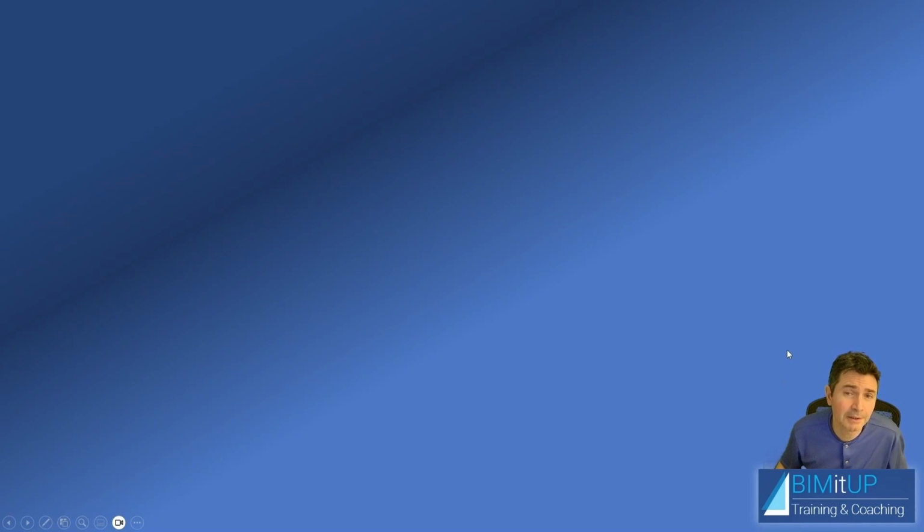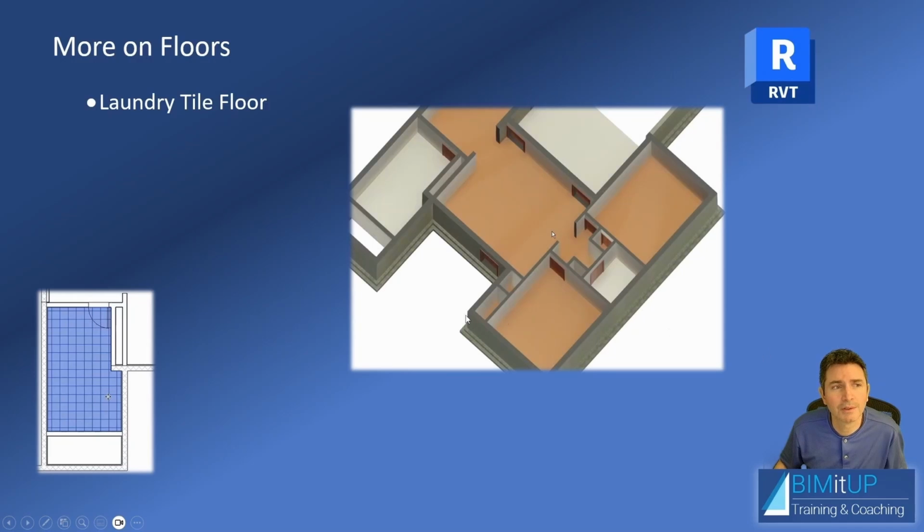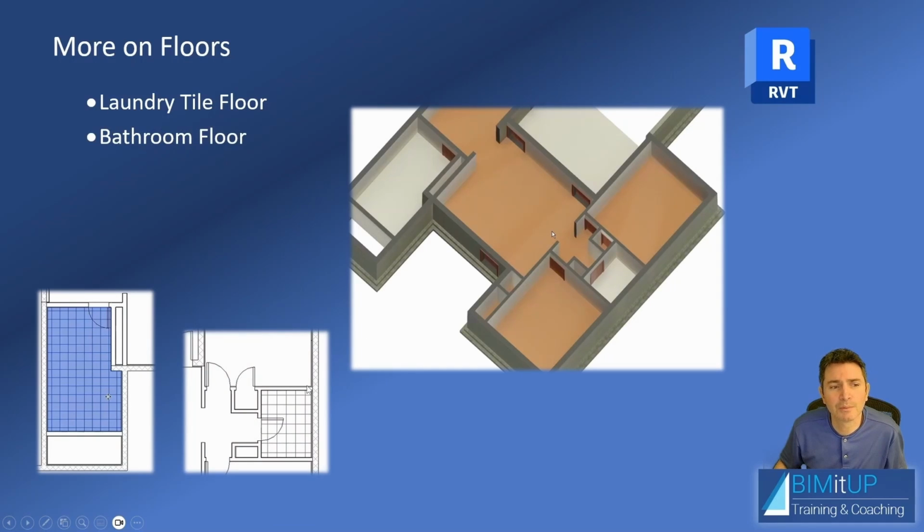Hi everyone, Alex here. Today we're going to do a little bit more on floors. We're going to start with the laundry tile floor. Then we're going to move into the bathroom tile floor. And finally we're going to jump into the living room gray tile floor. Hang in there, we're about to be done with floors. It's going to get better, a lot of fun.